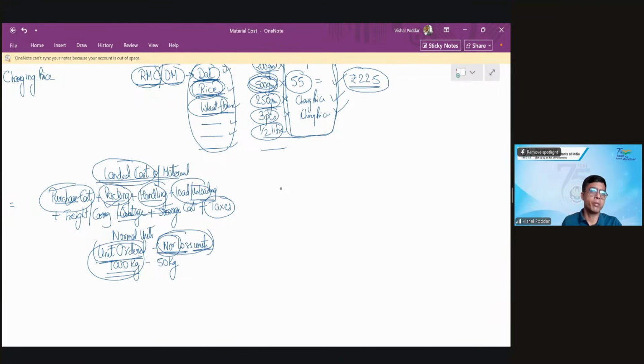Now comes a very important concept. When I am finding out the landed cost, that means my total cost incurred for that material till the time it reaches my factory, which is called landed cost, I'm adding so many expenses. But are we only going to add all expenses? No, there are going to be some subtractions also. Subtractions for what? Mainly for the first item, which is discount.